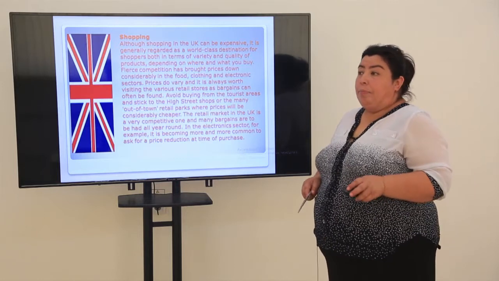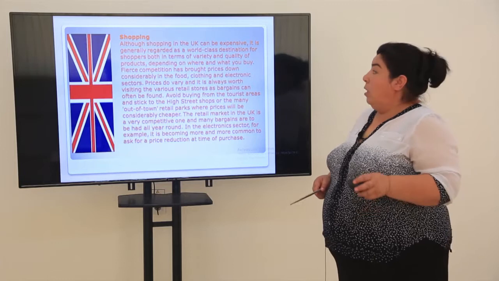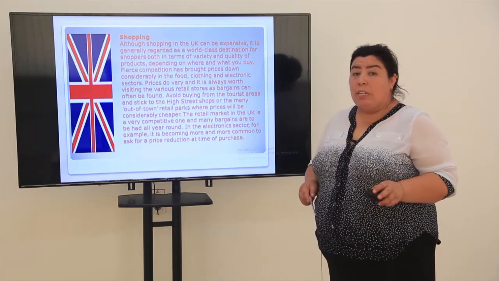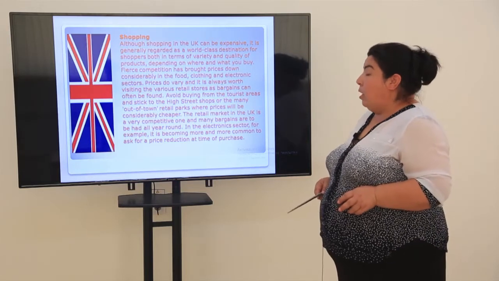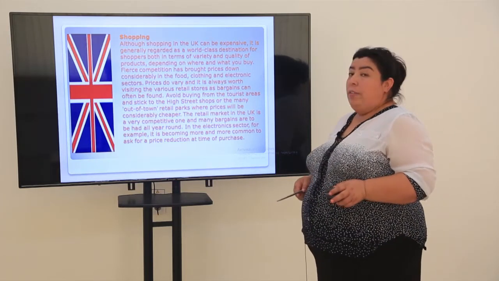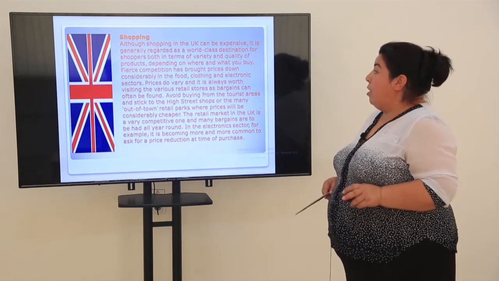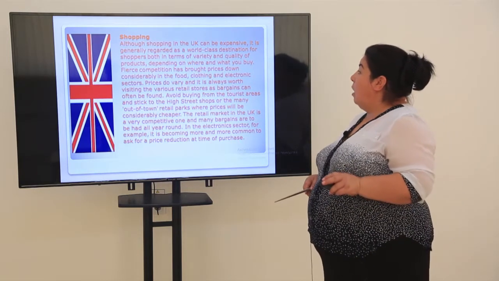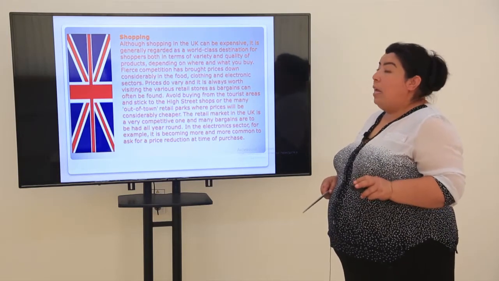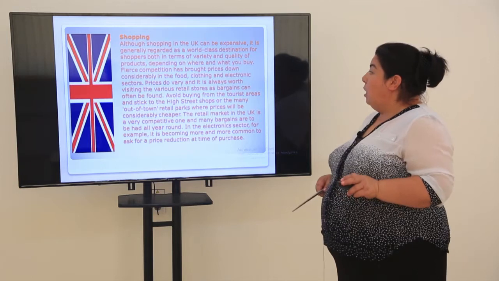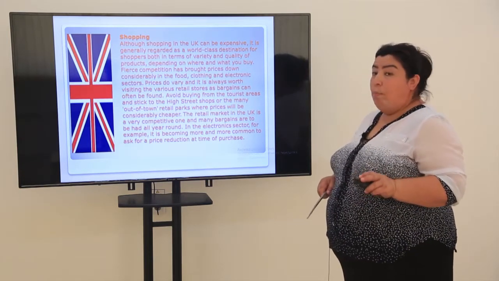Shopping. Everybody knows that shopping is very important in our life. And what about shopping in the United Kingdom? Although shopping in the United Kingdom can be expensive, it is generally regarded as a world-class destination for shoppers, both in terms of variety and quality of products, depending on where and what you buy.